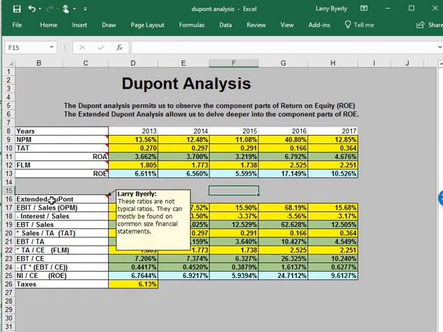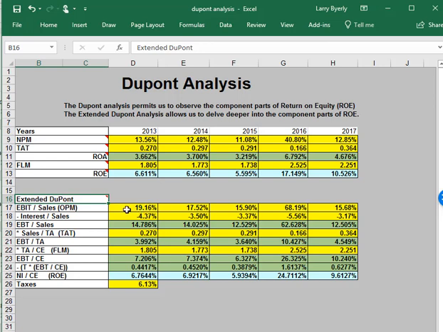We can actually talk about something that's referred to as the extended Dupont. And this extended Dupont, again, you take various methods. These all come from either the ratio section that you may be calculating for a company, or from the company's common size statements, if you will. So here's the EBIT divided by sales. This is the operating profit margin, right? If you subtract from that the interest in sales, we end up with earnings before taxes divided by sales. Again, a common size line item.